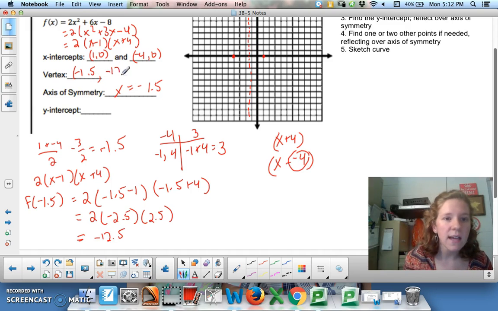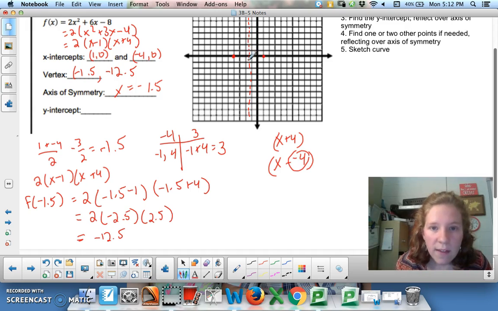So my vertex then is negative 1.5, and then I'm going down 12.5. So 1, 2, 3, 4, 5, 6, 7, 8, 9, 10, 11. Oh no! 12.5. How did we pick an example that did that?